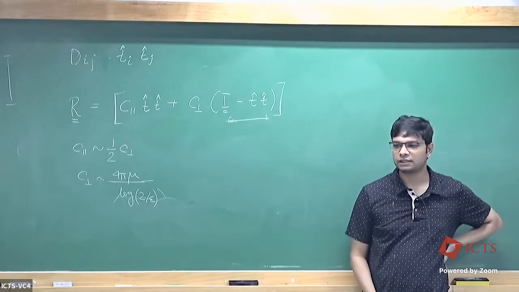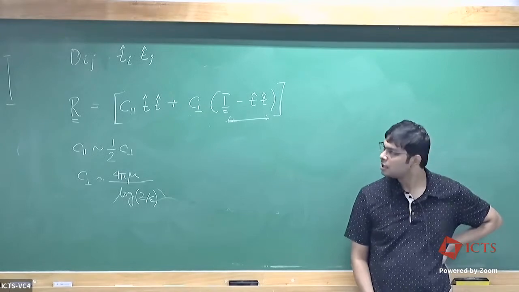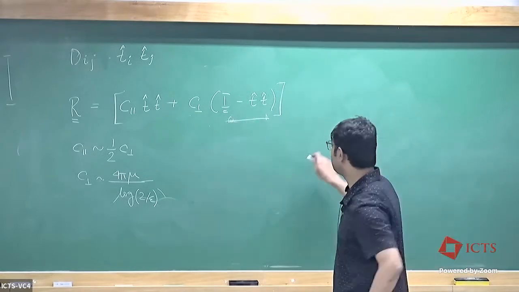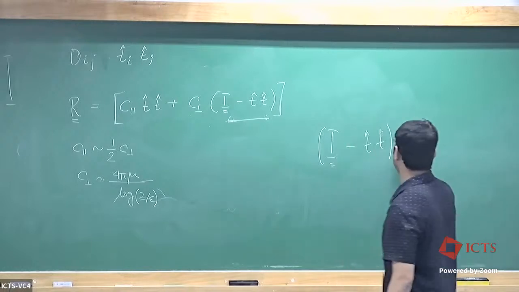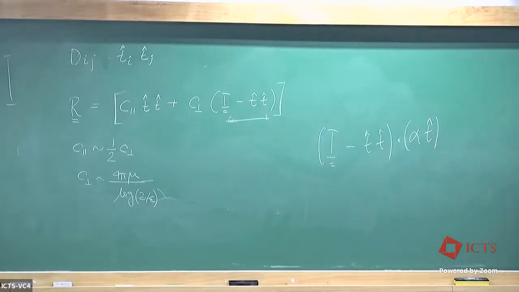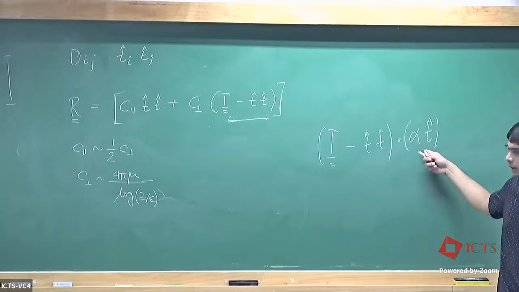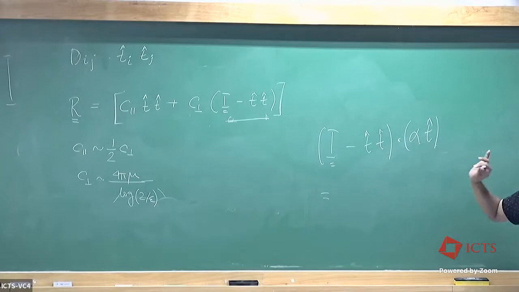Have you guys seen projection operators? So what if I take this I minus t hat t hat and dot it with a vector that's pointing along the direction t? What will be the result? It will be 0. Does everyone see this? t hat is a unit vector. So identity dotted with t hat gives me t hat.